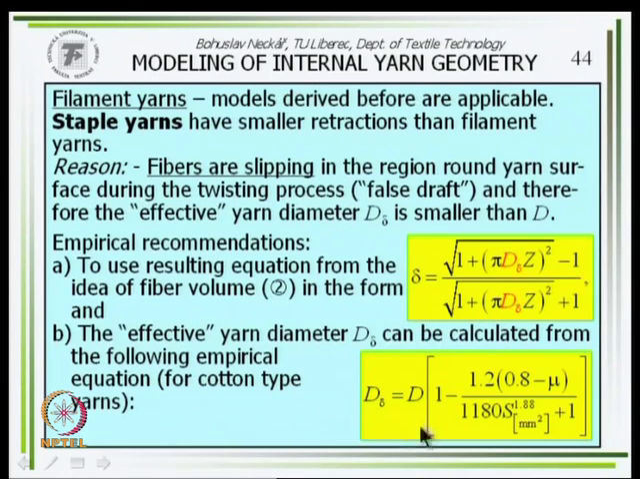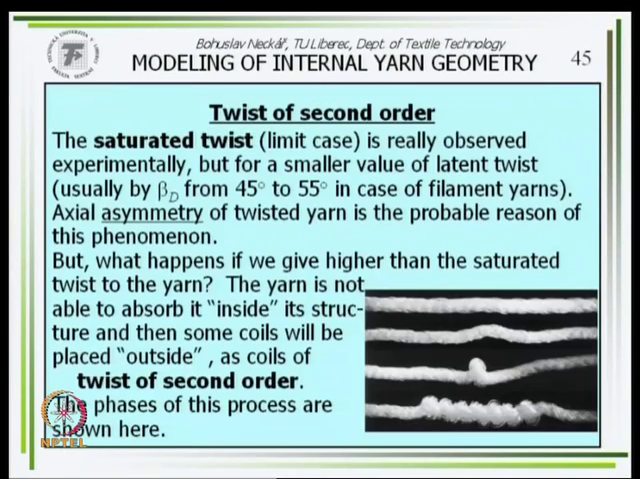So d is the staple yarn diameter, times this expression where mu is the packing density and s is the substantial cross-section of the yarn. It's better than nothing, but not too good. But it is difficult to say what's good and what's bad, because it's very difficult to measure yarn retraction experimentally.